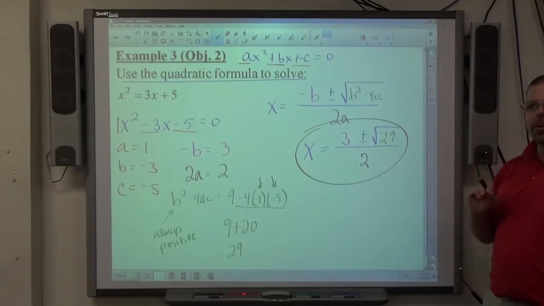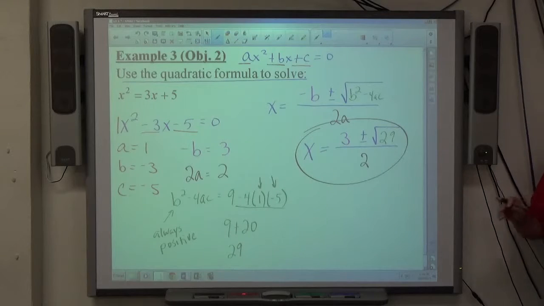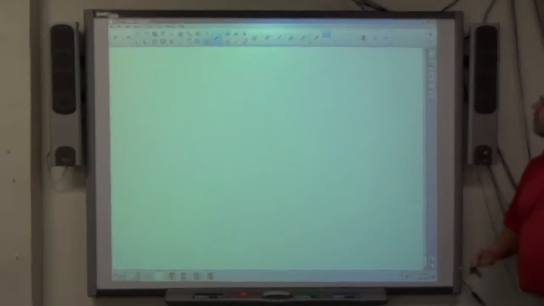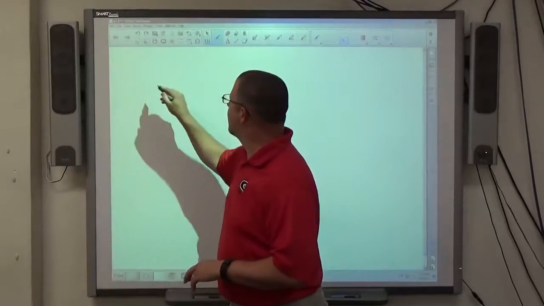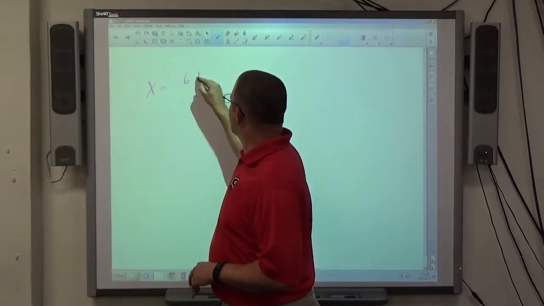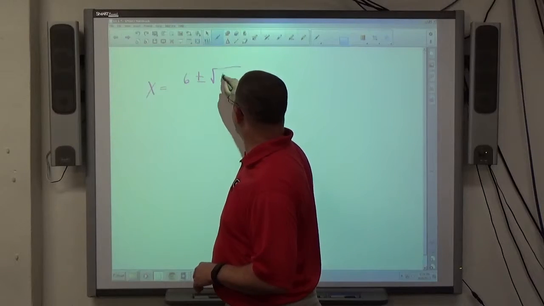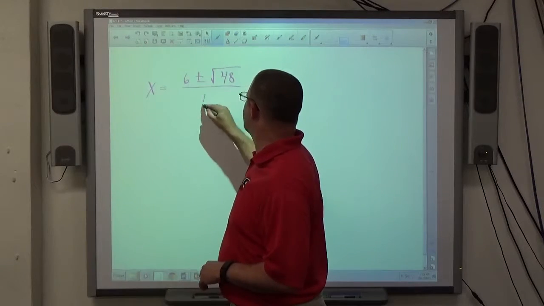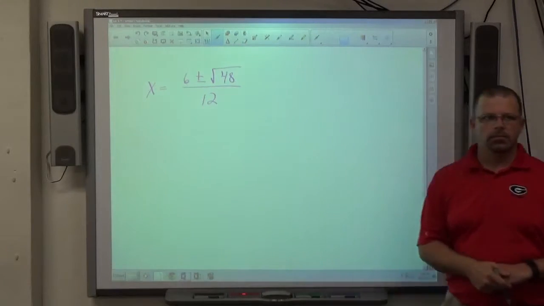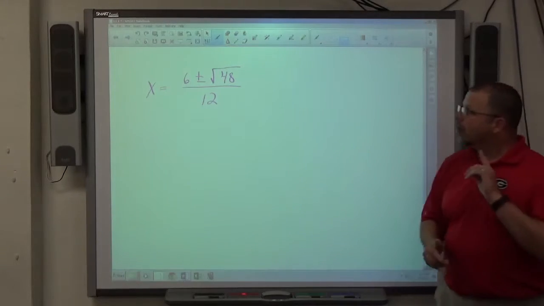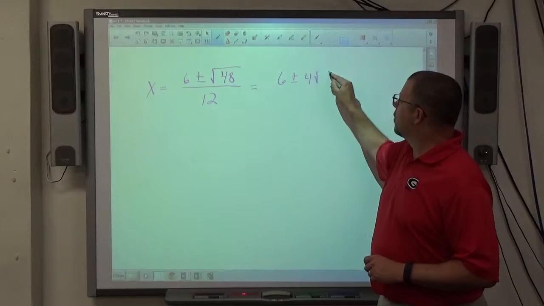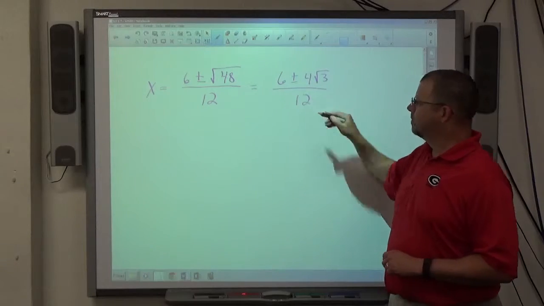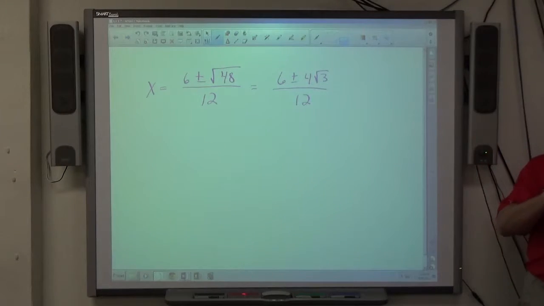All right. Now let me just give you a, for instance, because this will probably happen in the homework at least once. Suppose you got all that done and you ended up with x equals 6 plus or minus the square root of, let's say, 48 over 12. All right? The square root of 48 is 4 times the square root of 3. And then you can, 16 times 3 is 48, square root of 16 is 4.